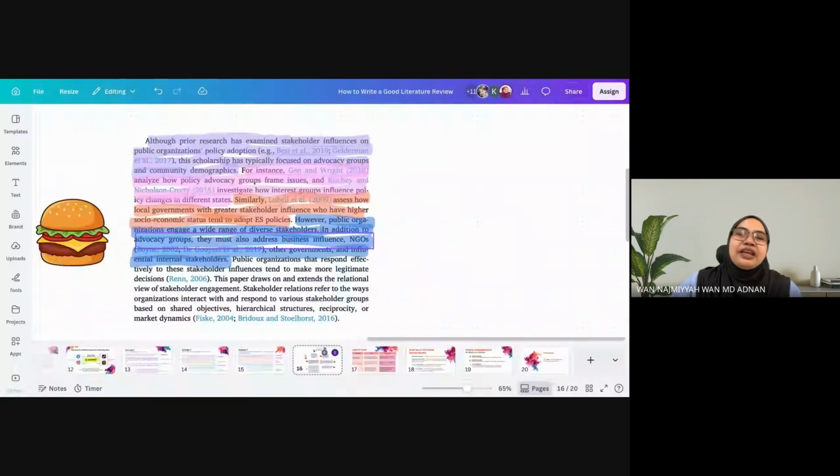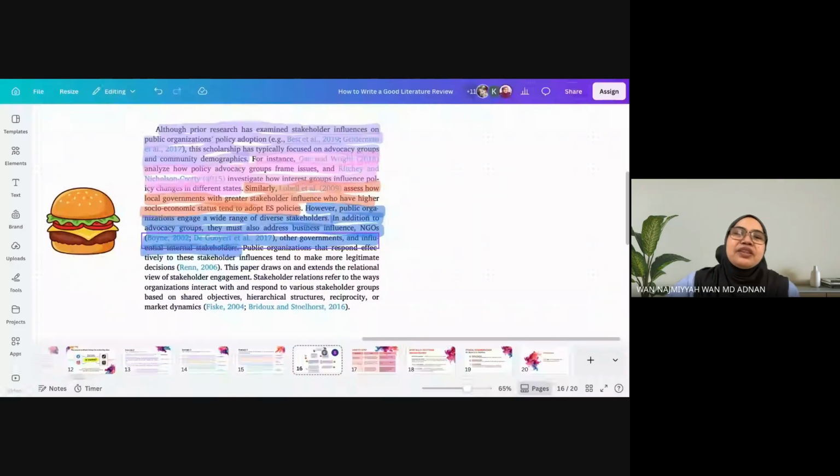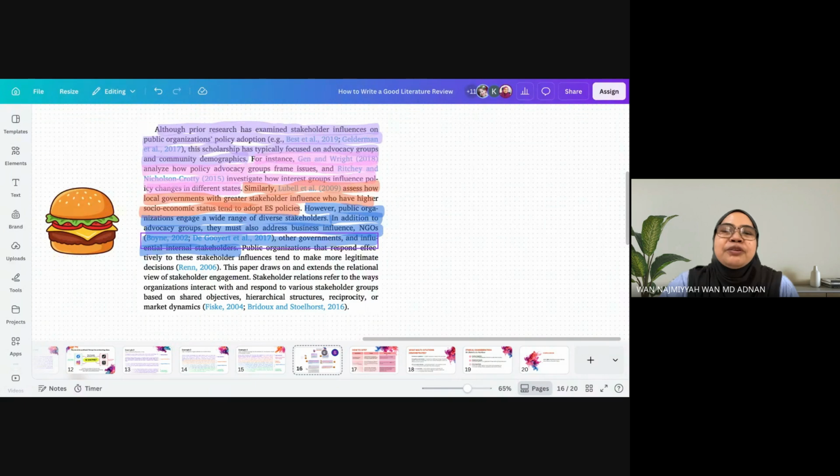Okay, if you take a look at this: although prior research has examined stakeholders' influence on public organization policy adoption, see all the citations, yeah, they're using multi-citations there. The scholarship has typically focused on advocacy groups and community demography. Yes, that is a good topic sentence, basically. They mentioned that this paragraph is going to talk about advocacy groups and community demographics.